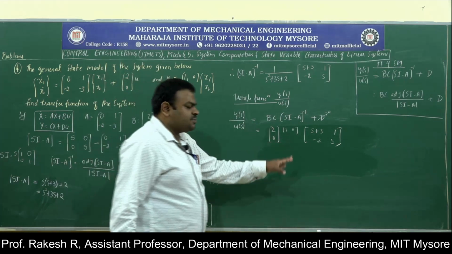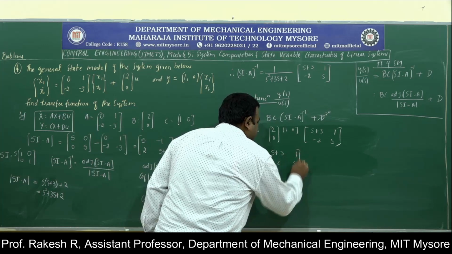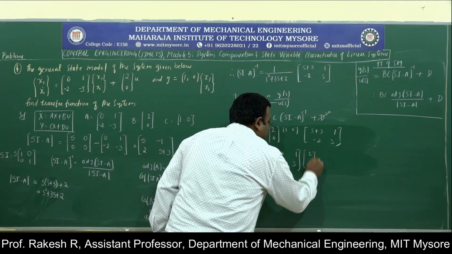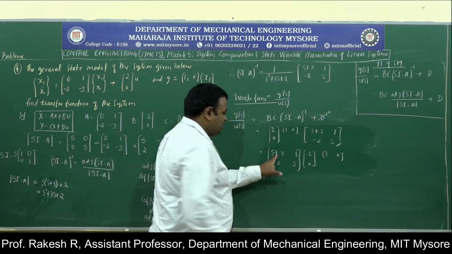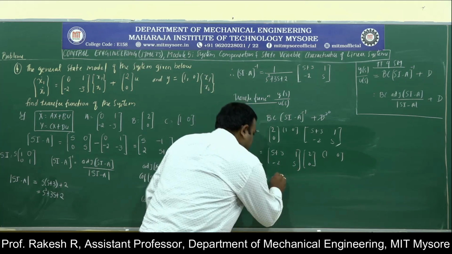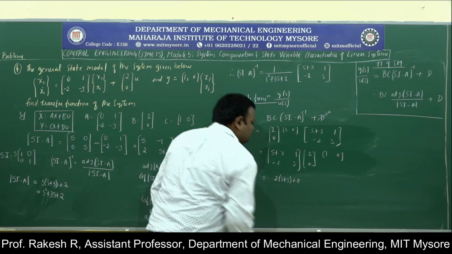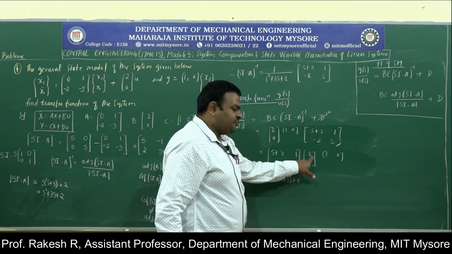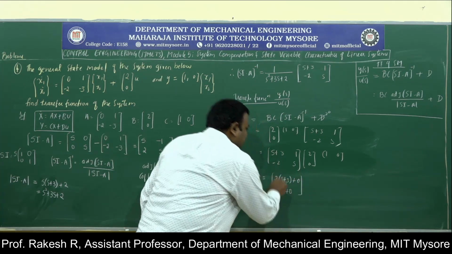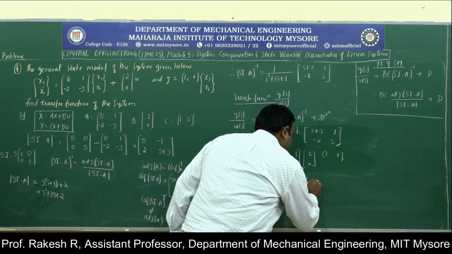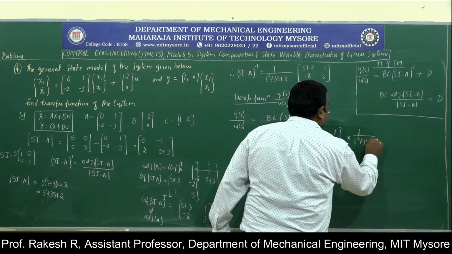Let us multiply these two terms. First I will multiply [s+3, 1; -2, s] into [2; 0], and [1, 0] I will keep as it is. First I will multiply these two. (s plus 3) into 2, it is 2 into (s plus 3) plus 0. Then minus 2 into 2, minus 4 plus 0. This is the multiplication for these two. And then [1, 0]. Again, 1 divided by s square plus 3s plus 2.